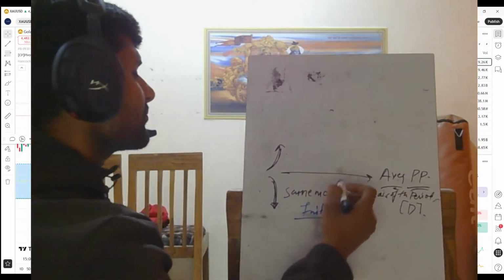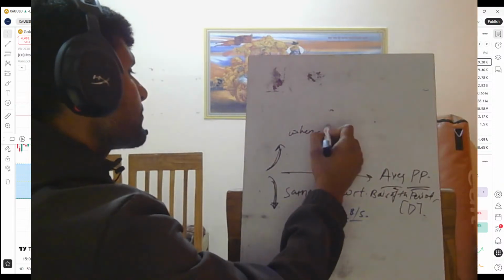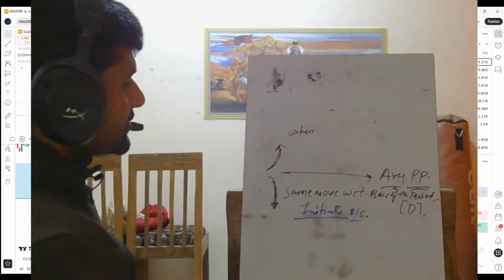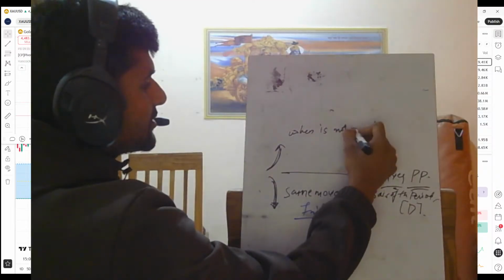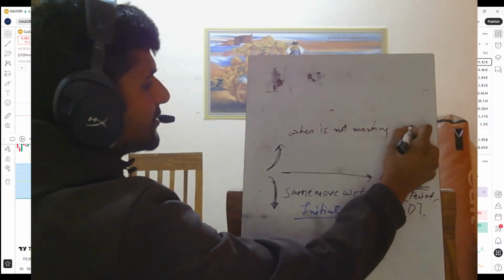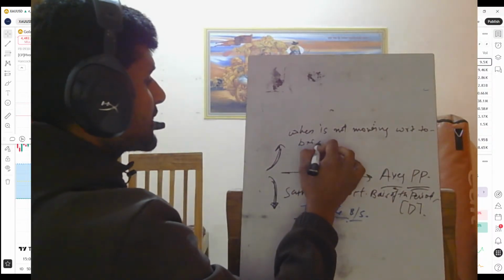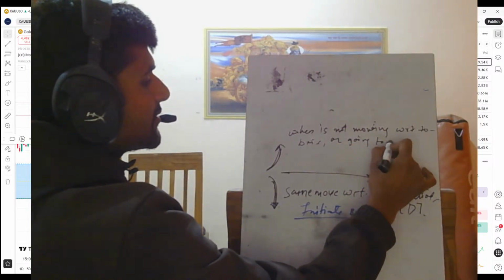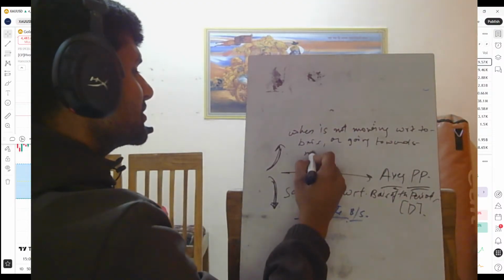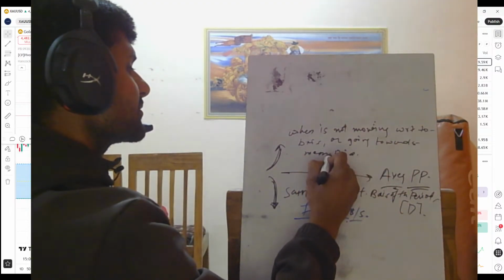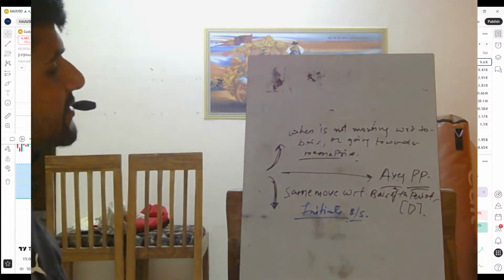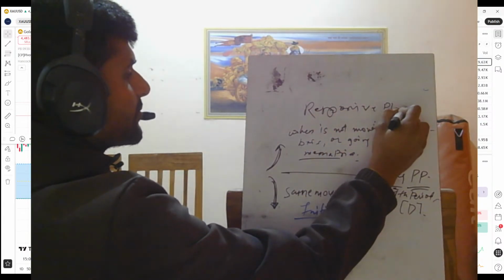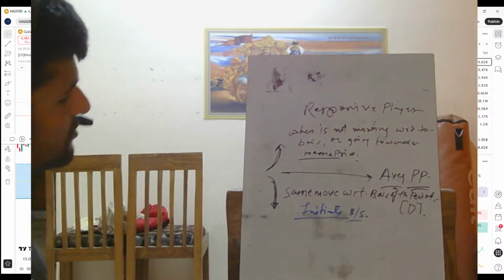And same, when price is not moving with respect to bias or going towards mean price, that is responsive players. Simple.